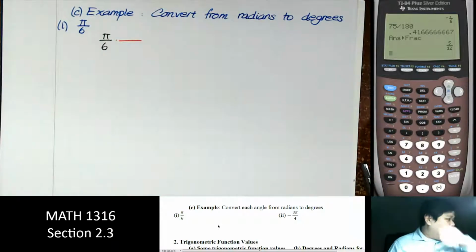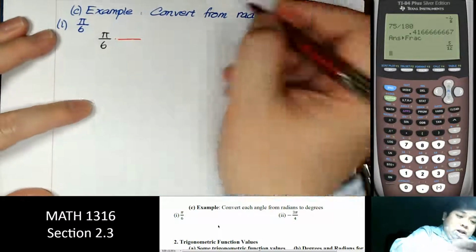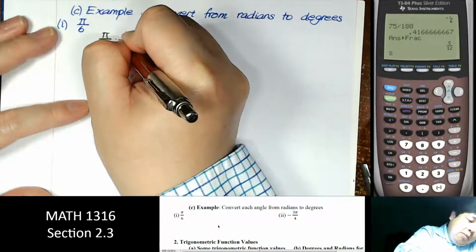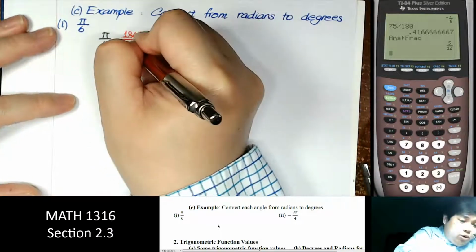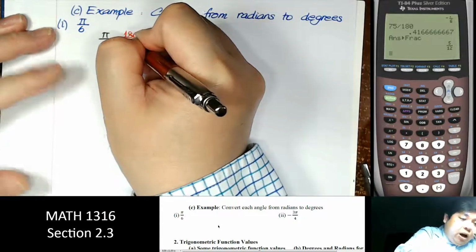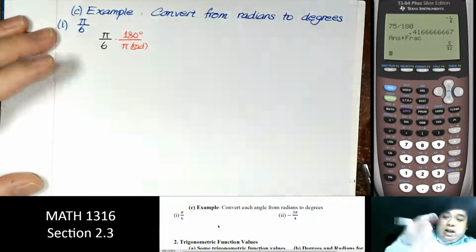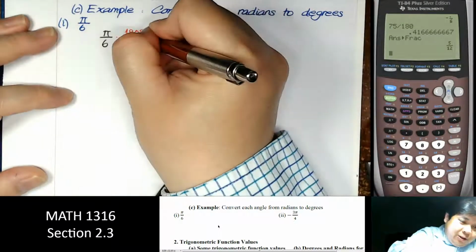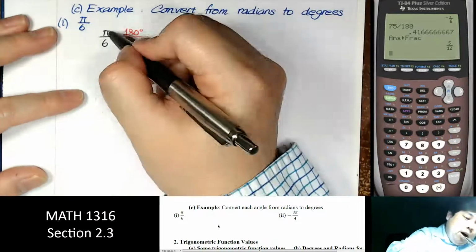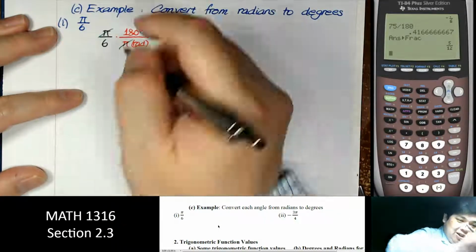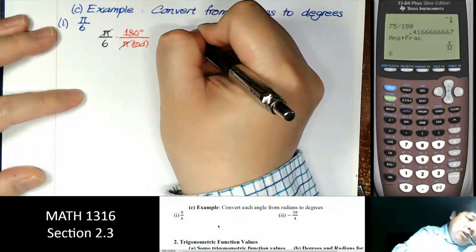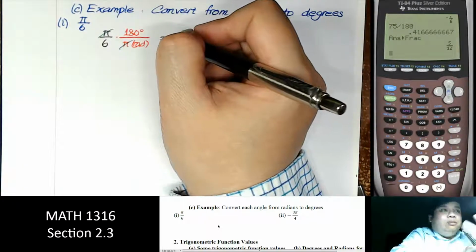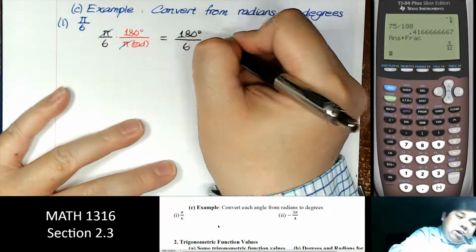Now, this time we do want degrees. So we're going to put 180 degrees on the top, and then pi radian, or just pi. Like I said, the radian, we can put it in or take it out anytime we want. Now the pi and the pi cancel out. We have 180 degrees divided by 6. Now we take out the radian as I want, and that will be 30 degrees.